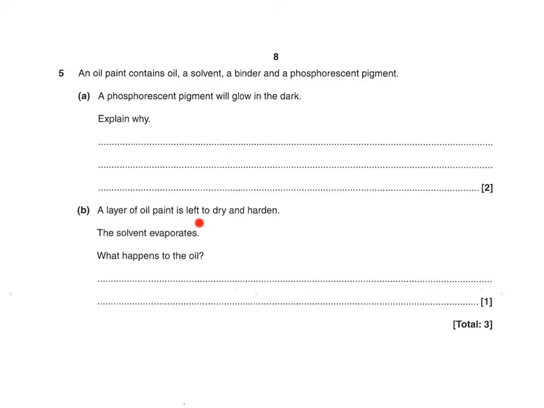A layer of oil paint is left to dry and harden. The solvent evaporates. What happens to the oil? So the reason why it hardens is because it reacts with oxygen. That's your mark. Or you could say it is oxidized.